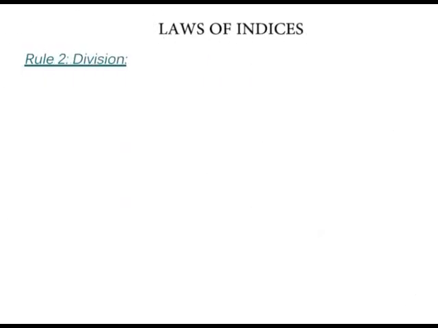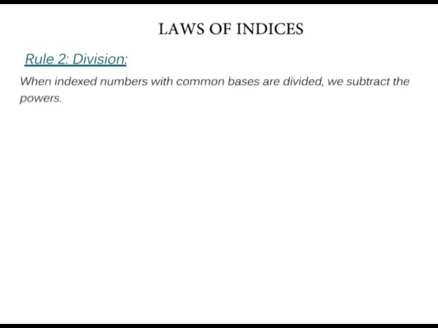Rule 2. The rule of division. When indexed numbers with common bases are divided, we subtract the powers or the indices. For example, 3 raised to power 5 divided by 3 raised to power 3 is equal to 3 raised to power 5 minus 3, which is equal to 3 raised to power 2.